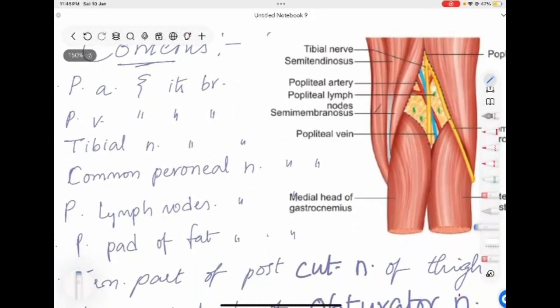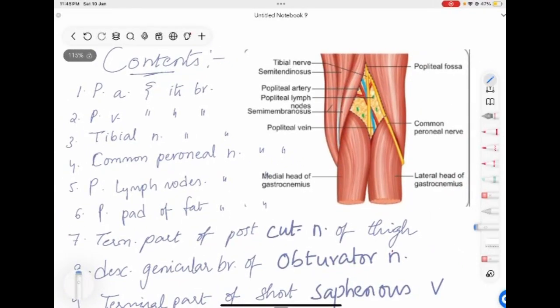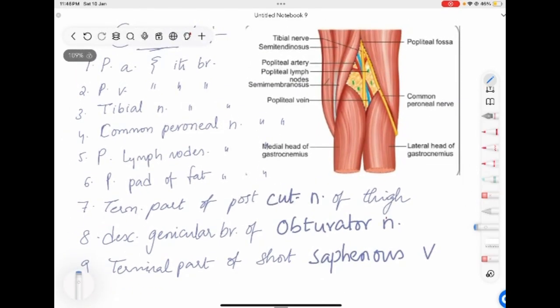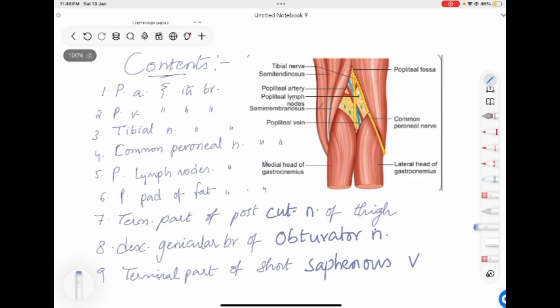Now let us talk about the contents of the popliteal fossa. So this is the popliteal artery, the popliteal vein, the tibial nerve, the common peroneal nerve, the popliteal lymph nodes, the popliteal pad of fat, and also we have the terminal part of the posterior cutaneous nerve of the thigh, the descending genicular branch of obturator nerve, and the terminal part of the short saphenous vein. So all these are the contents of the popliteal fossa.